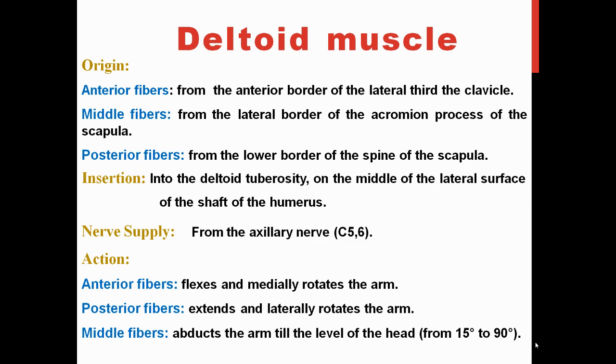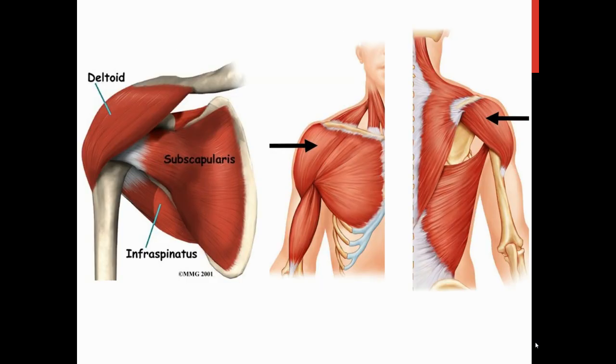supplied by the axillary nerve, and it has different actions that will be performed by the different fibers. Anterior fibers flex and medially rotate the arm, whereas the posterior fibers extend and laterally rotate the arm, and middle fibers abduct the arm till the level of the head. We can see here the deltoid muscle very clearly, and other muscles take the origin from the scapula.